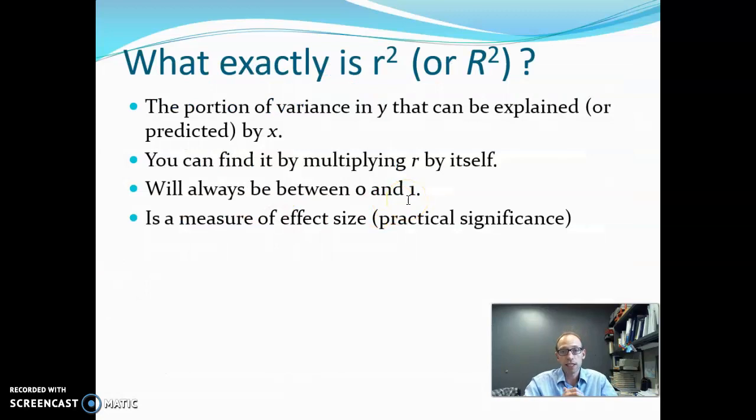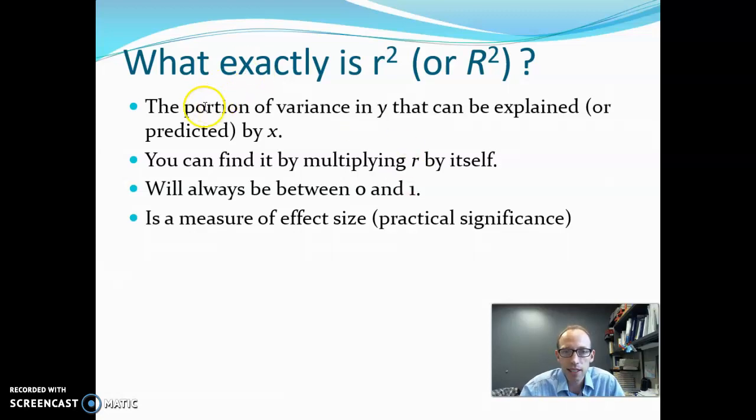Really good question is, what is R squared? So R is the strength of the correlation. R squared can be changed to a percent. R should not be changed. So if you have R of 0.30, you should not change that to 30%. R squared can change into a percent.